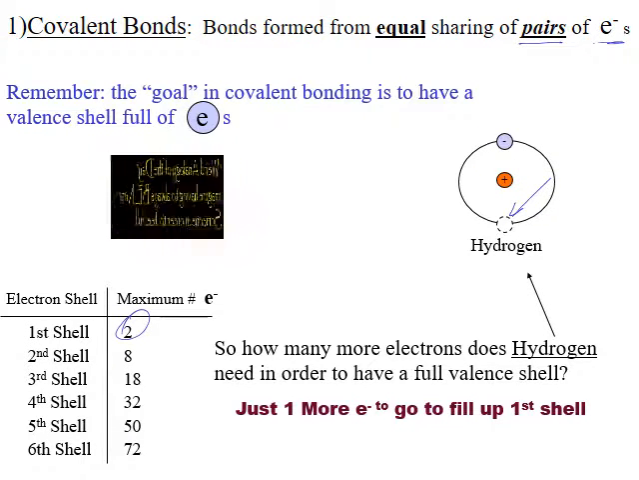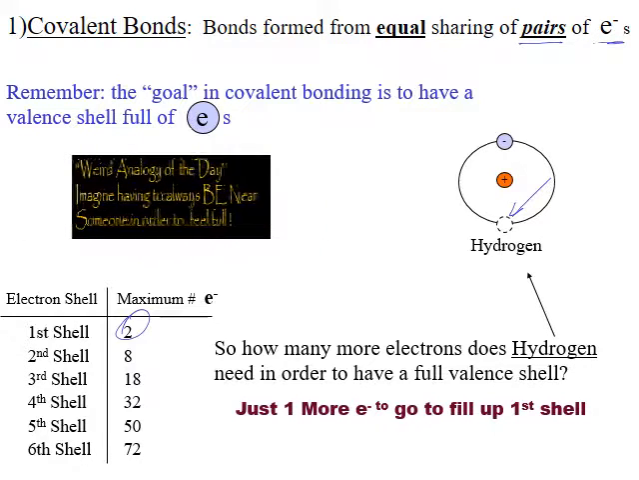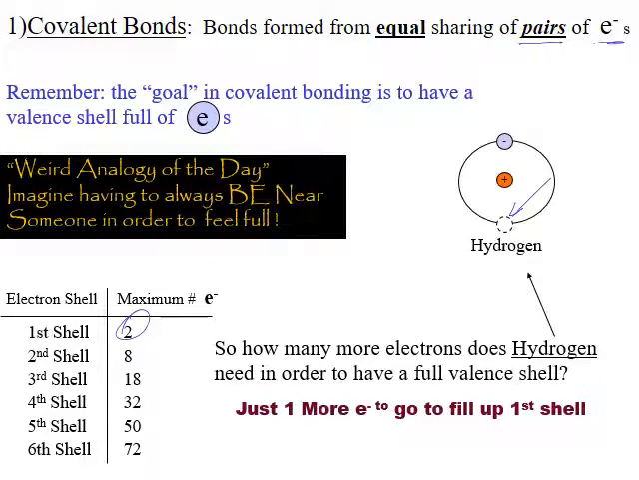So the weird analogy of today's lesson, and it is a kind of weird analogy: imagine instead of feeling full after you eat, the only way you felt full was to stand next to your best friend. That was the only way you could actually feel internally satisfied. That's kind of how this works with covalent bonding. The only way these guys get that extra electron is a lot of times by sharing electrons. That's what a covalent bond is.